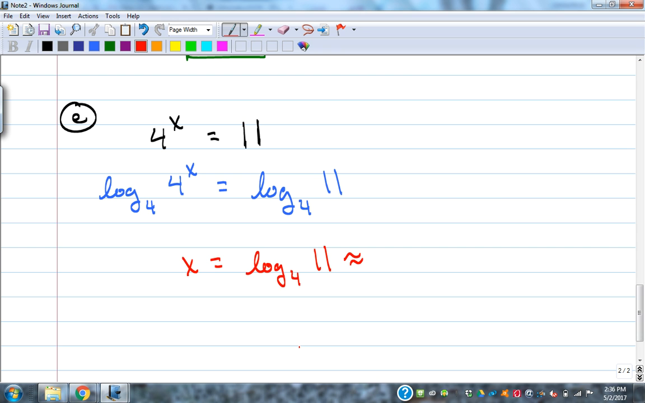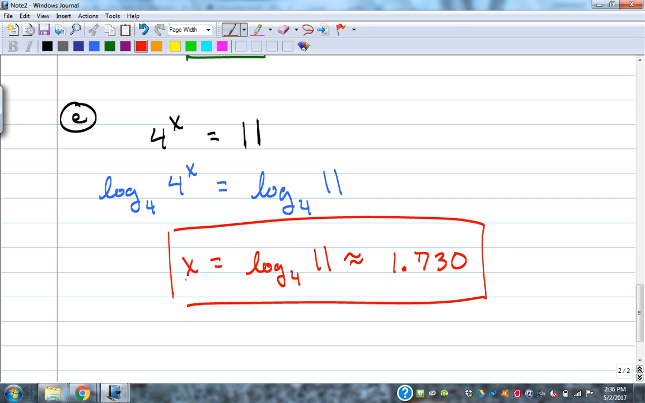So somebody crank out a decimal approximation. 3 decimal places on that for us. Should be 1 point something, I know, but I don't know what. What we got? 1.7297. So the 7 makes the 9 go up, which makes the 3 go up. So 1.730 would be the decimal approximation for that to 3 decimal places. Okay, that's nice and easy.